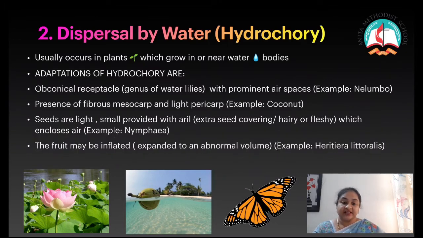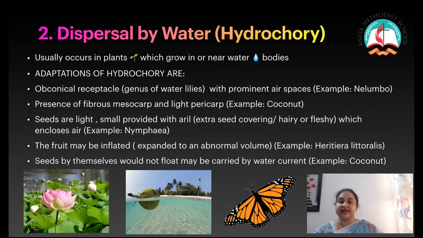Inflated means they are expanded to an abnormal volume. Okay, like we then have the seeds by themselves. If they are not able to float on the water, they can be carried by the water current. As you see in this picture, coconut is an example. It is taken away from the parent plant.